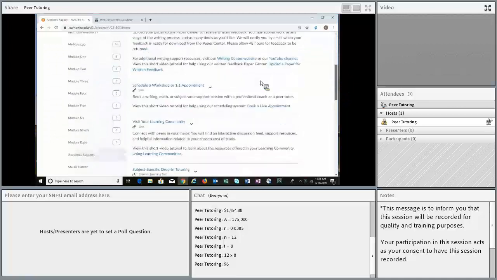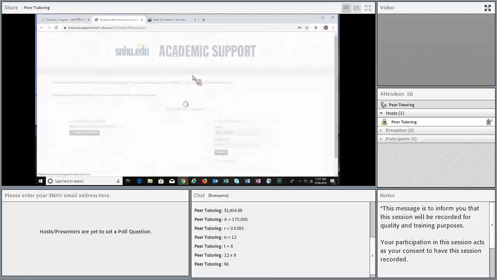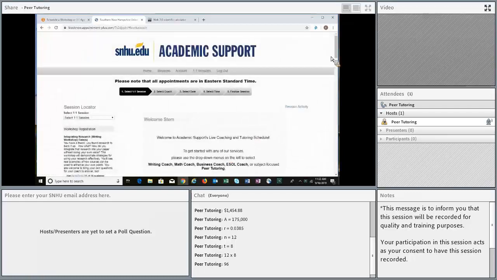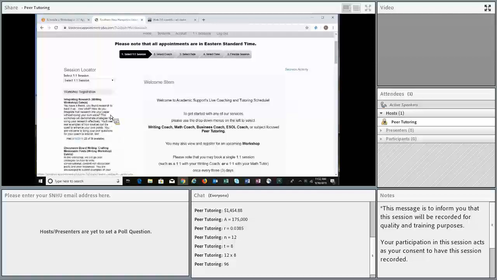And so if you navigate to your learning modules, here we go. Scroll all the way down. It looks like it's already on there, but navigate to academic support. One thing I want to give you a little hint on, if you go to schedule a one-on-one appointment, the workshops are actually drop-ins right now, so you don't have to actually sign in for those, but they're always available, especially for the Writing Center.